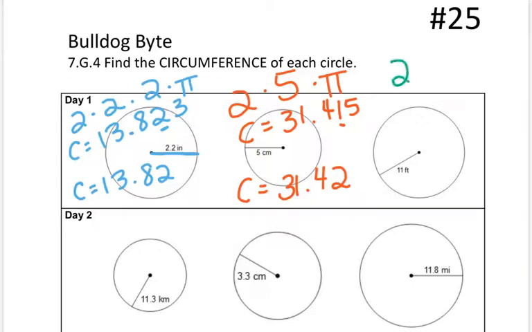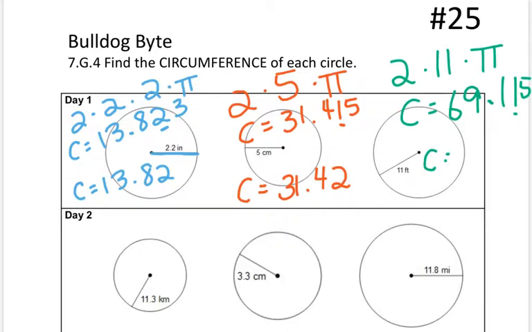Problem 3, the radius is 11. So we're going to say 2 times 11 times pi, and that gives us 69.115. So we're going to round to the hundredths place, so 69.12.